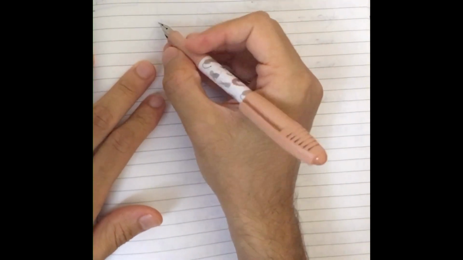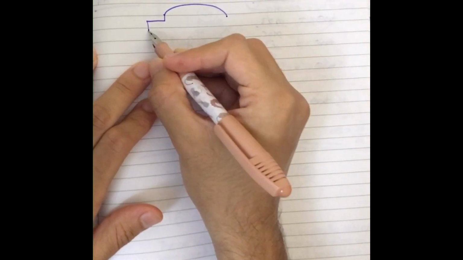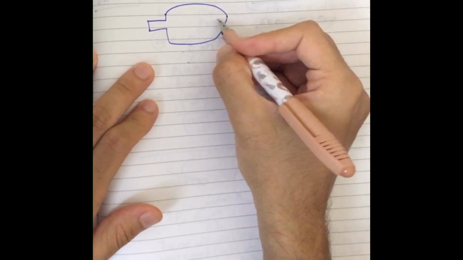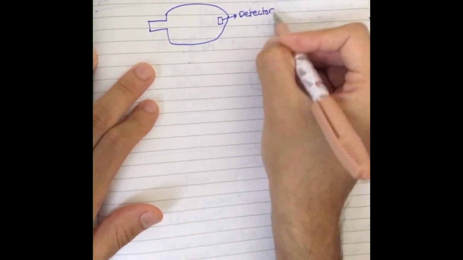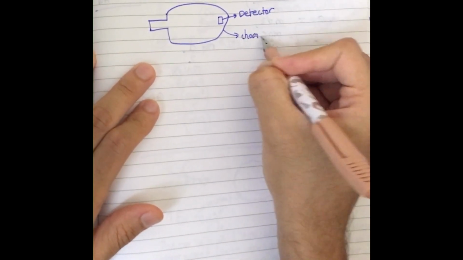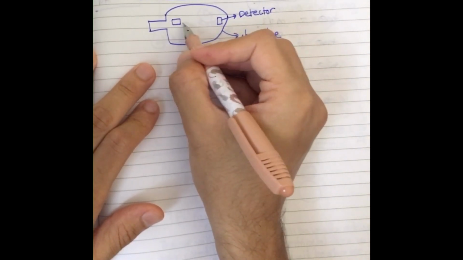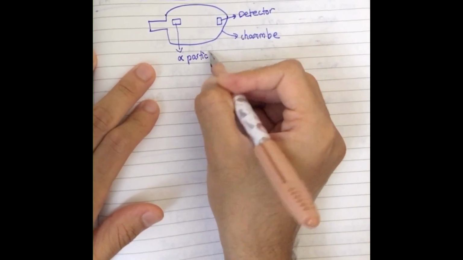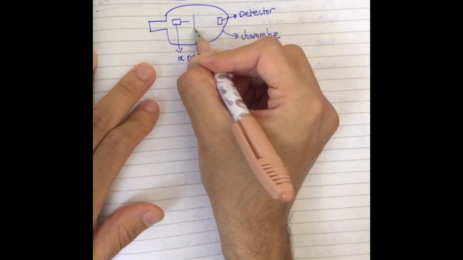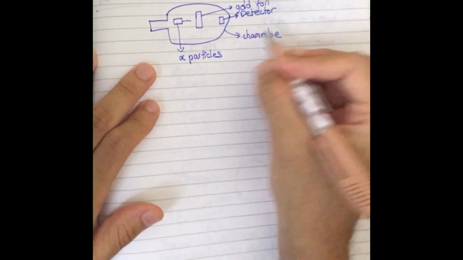So, let me explain it through a diagram. For example, this is our chamber, right? Our detector is here. This is our detector, our chamber, and this is our source, which is alpha particles. It releases alpha particles, and they go through the gold foil, right? This is our gold foil.